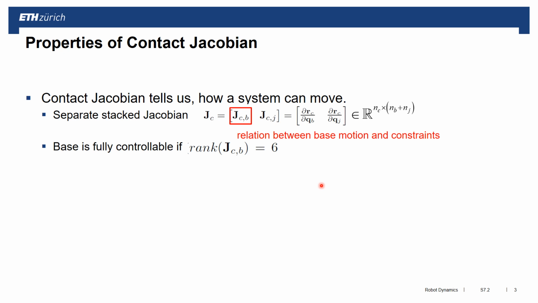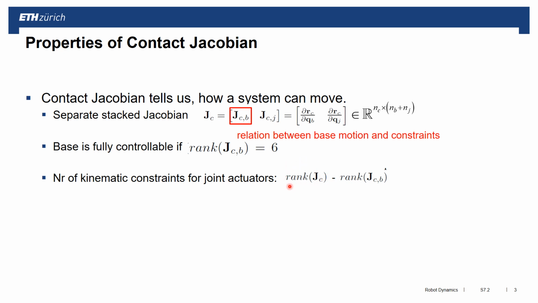There's a second interesting element that we see in here, namely that the rank of JC tells me the total number of independent constraints. And this minus the rank of JCB, so the number of constraints that essentially contribute to motion of the base, this difference is the number of kinematic constraints that have to be satisfied for the joint actuators. And I try to illustrate this with a simple example here.